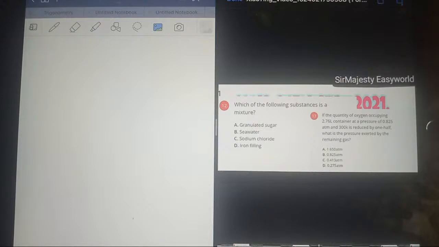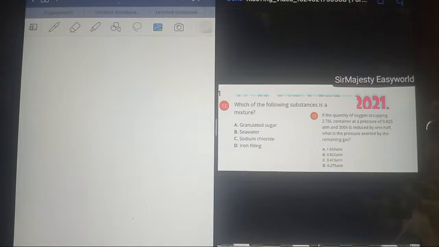If the quantity of oxygen occupying a 2.76 liter container at a pressure of 0.825 atm and 300 Kelvin is reduced by half, what is the pressure exerted by the remaining gas? Just use the combined gas equation or general gas equation, which says P1V1 over T1 is equal to P2V2 over T2. Here you are going to make P2 the subject of the formula.